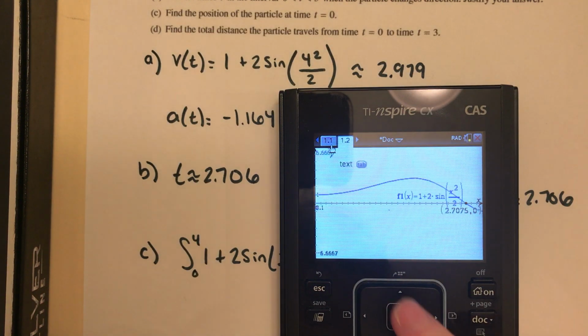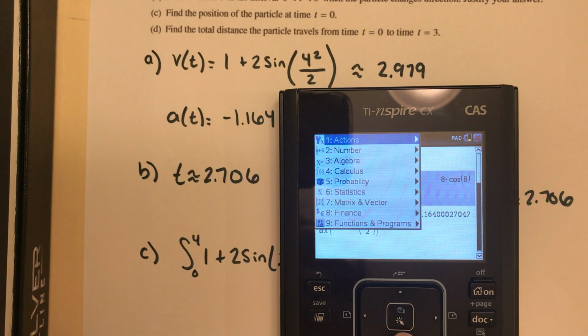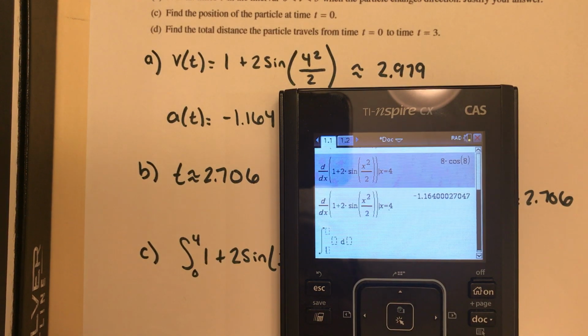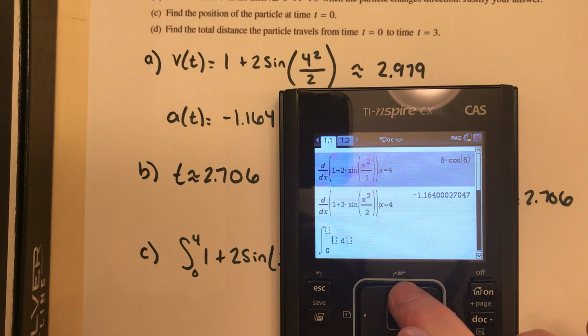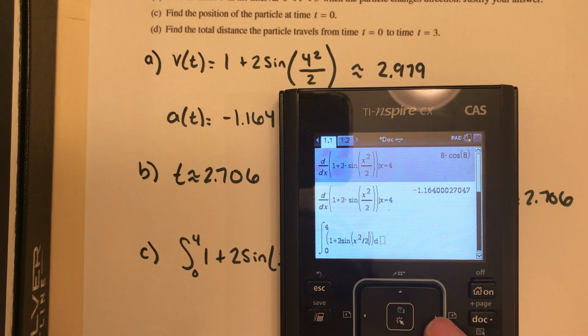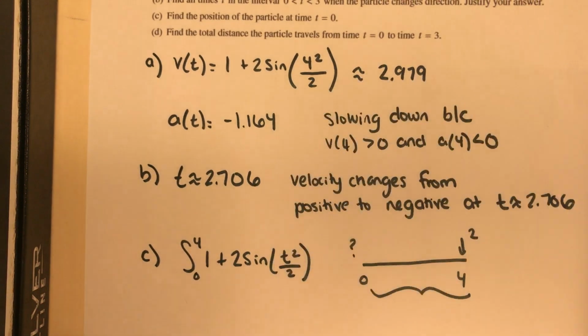Go back to a calculator screen. And I'm going to do Menu, Calculus, and I want to do an integral. So I'm going to just type it in, 0 to 4, 1 plus 2 sine of x squared divided by 2 dx. And I get 5.815, so I'm going to write that down.